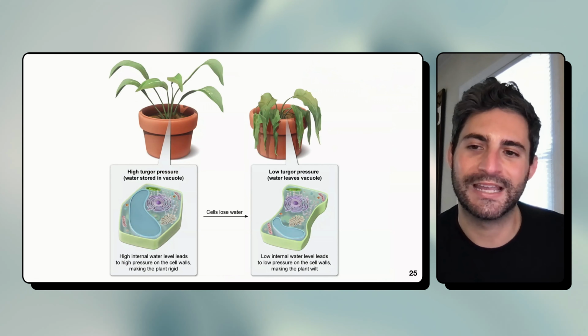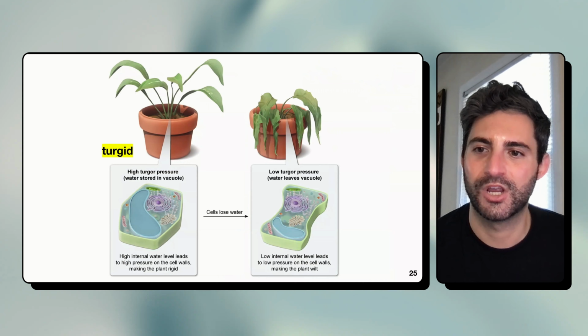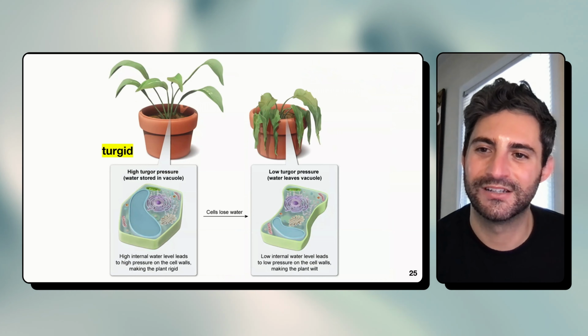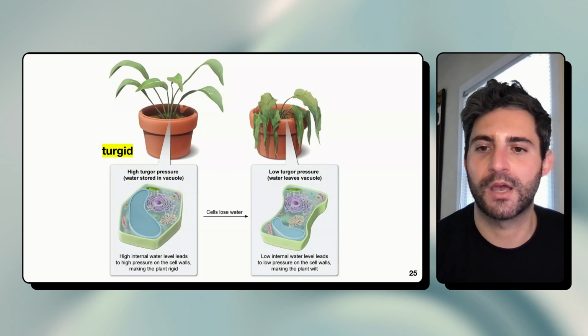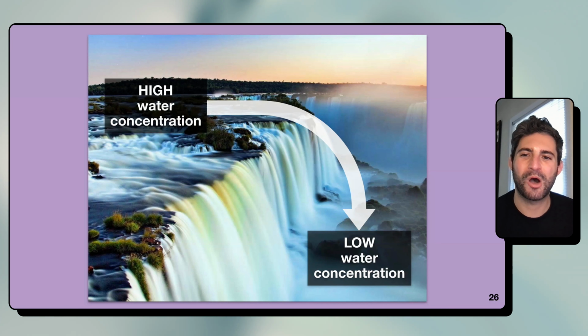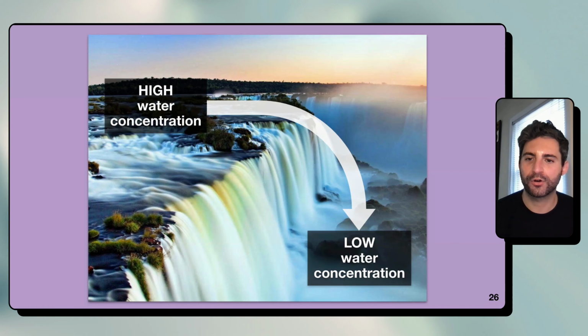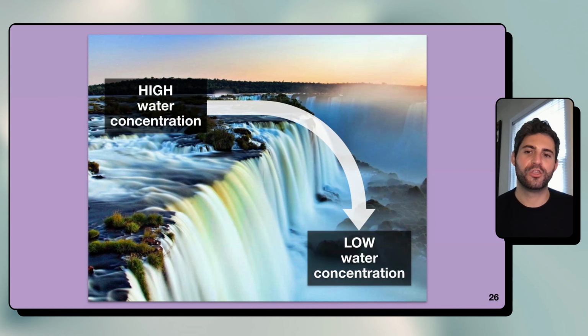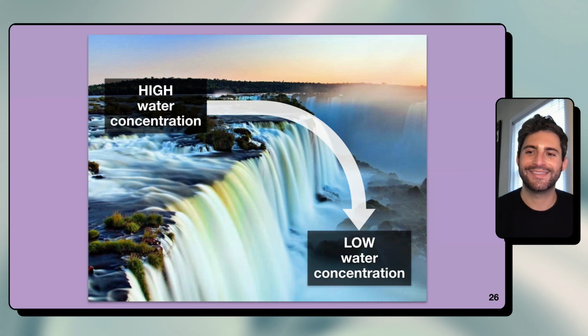So when we look at a plant and see it has high turgor pressure, we say that the plant is turgid, versus a plant that has a low turgor pressure, which becomes flaccid. One way we can think about the movement of water is that water moves from an area of high water concentration to an area of low water concentration. Those terms represent the same relationship that we have when we think about concentration gradients with solutes, except in this case, we're talking about water instead of solutes.